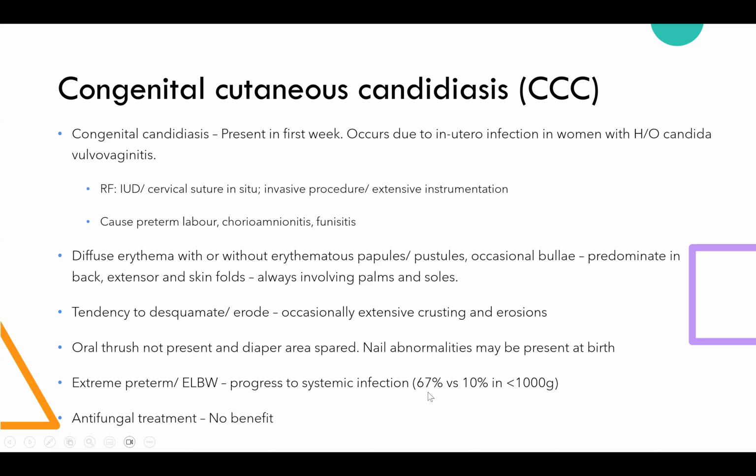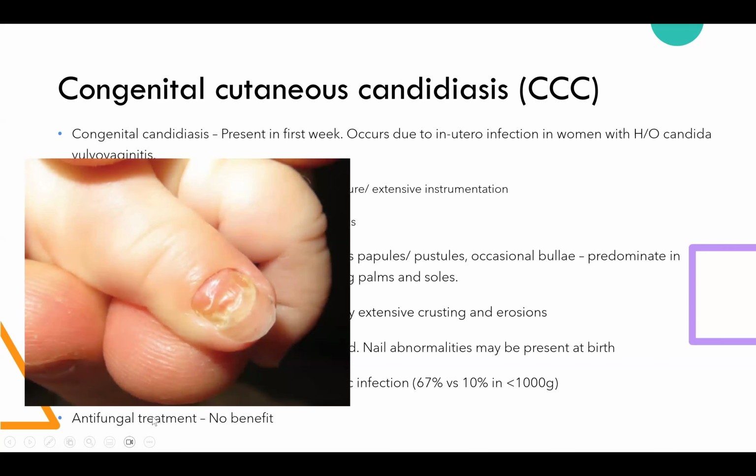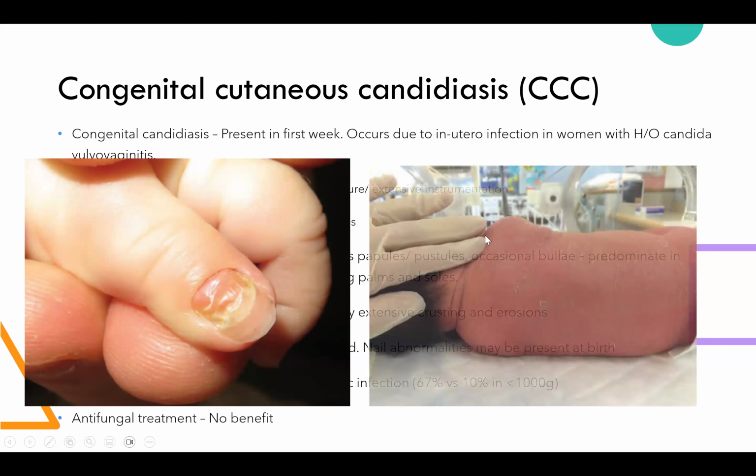Systemic infection is present in 67% of ELBW babies as compared to 10% if the birth weight is more than 1000 grams. Antifungal treatment for congenital cutaneous candidiasis has no benefit. But in cases where it has progressed to systemic infection in an ELBW or extreme preterm baby, then antifungal treatment is warranted. So this is an infant picture of onychomycosis. This baby is presenting with diffuse scaling and skin erosion suggestive of congenital cutaneous candidiasis. It occurs due to in utero infection in women with a history of candidal vulvovaginitis.